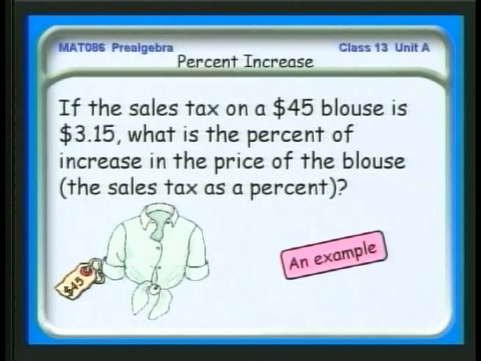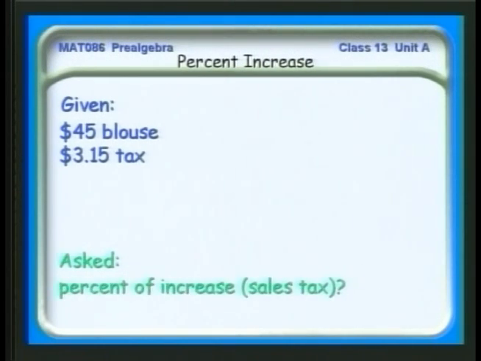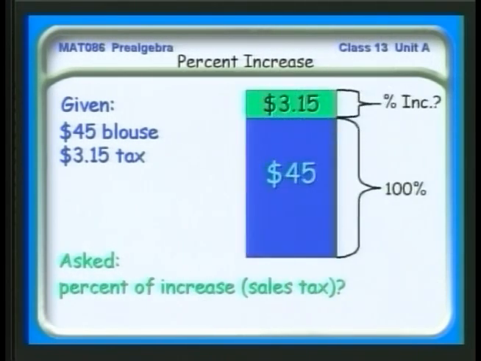Let's look for the information that's in this problem. We have a $45 blouse with a $3.15 tax, and what we're looking for is the percent of increase of the price. Let's summarize the information. There is what we're given, $45, $3.15 tax, and we're asked what is the percent of increase, or another way of looking at it is what's the sales tax. And of course, it's usually good to make yourself some kind of a diagram to show what's going on.